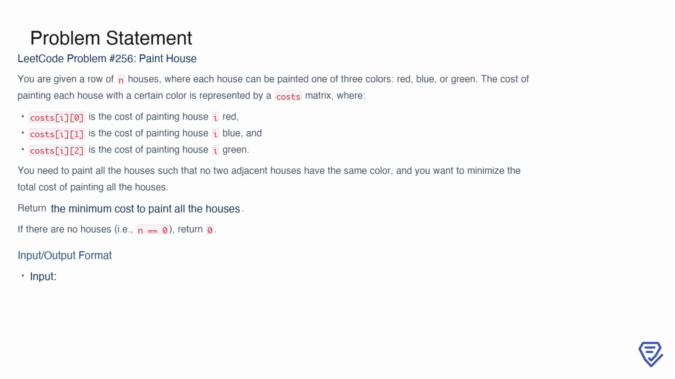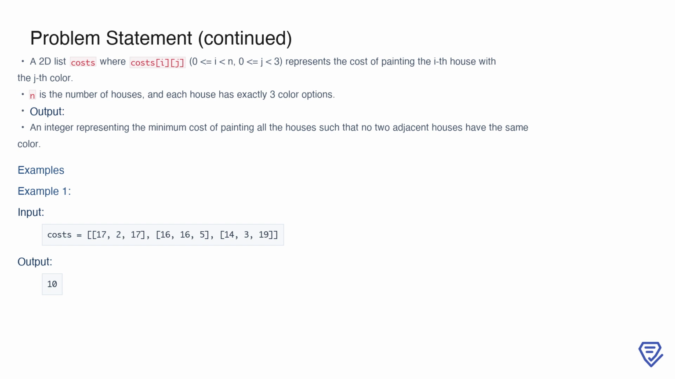If there are no houses to paint, that is, if n is 0, you should return 0 as there is no cost incurred. The input to the problem is a 2D list called costs, where costs[i][j] represents the cost of painting the ith house with the jth color. Here, i ranges from 0 to n-1, and j can be 0, 1, or 2, corresponding to red, blue, and green respectively. The number of houses, n, is the length of the costs list, and each house has exactly 3 color options. The output of the problem is a single integer, which represents the minimum cost required to paint all the houses such that no two adjacent houses share the same color.